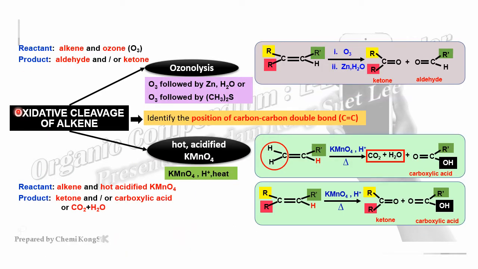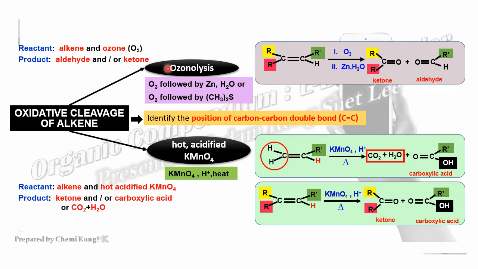Next is the reaction about oxidative cleavage of alkene, which involves ozonolysis and hot acidified KMnO4. The purpose of these two reactions is to identify the position of the carbon-carbon double bond, meaning that first of all you must know after the bond breaking what the products will be. At the same time, when the product is given, you must know how to join it back and then check for the reactants. So let's check one by one.